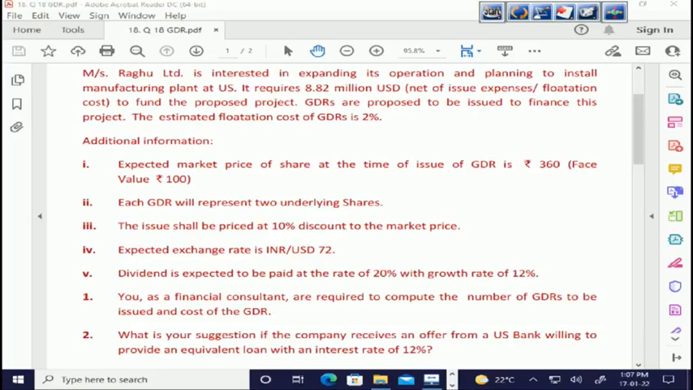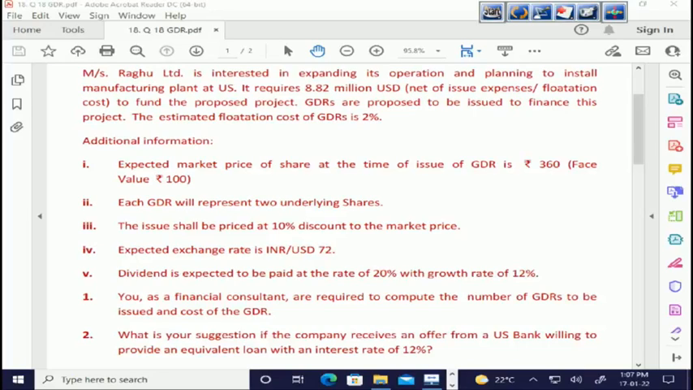Next. Dividend is expected to be paid at the rate of 20% with a growth rate of 12%. Whenever they say dividend is expected to be paid at the rate of 20%, it's the dividend rate, not the payout ratio, not the dividend yield. So this dividend rate is applied on the face value. Look at the bracket, the face value is 100. So 20% of 100 is 20. Is it D0 or D1? It's written dividend is expected to be paid, so it's D1.